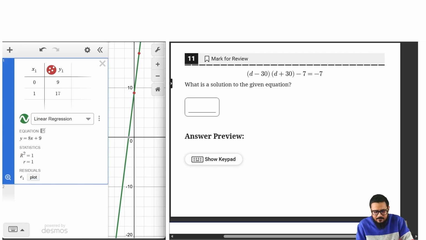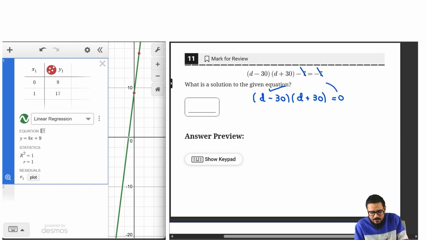What is a solution to the given equation? Now, if you add 7 on both sides, the minus 7 and plus 7 are going to cancel each other. Left with a factorizable one, d squared minus 900 with a 0 on the other side. d minus 30 times d plus 30 equals 0. So both of these individual factors are going to equate themselves with 0. For example, the first one, d minus 30, equates to 0, which gives you the value of d as 30. And the next one is d plus 30.